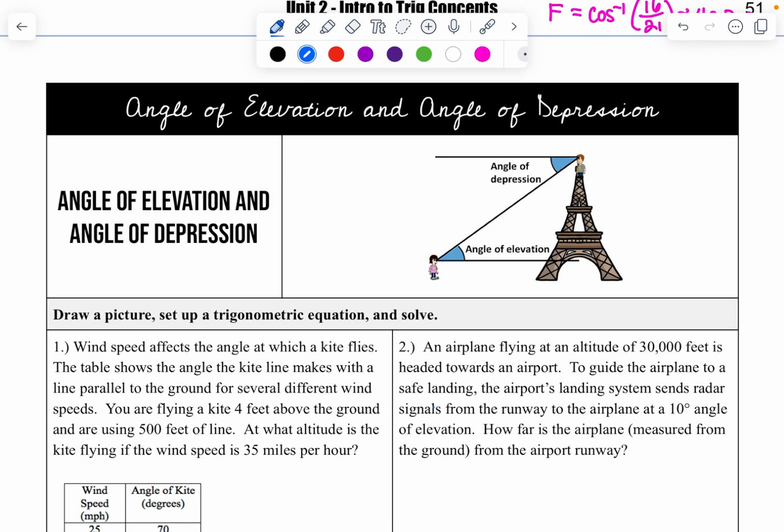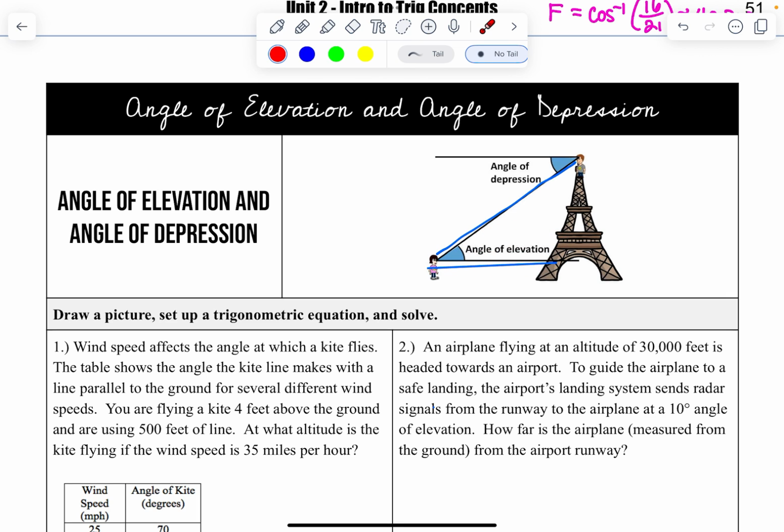All right, we're going to talk about angle of elevation and angle of depression. The angle of elevation is the angle between a horizontal line from an observer and their line of sight to the object above them. So here's your angle of elevation.